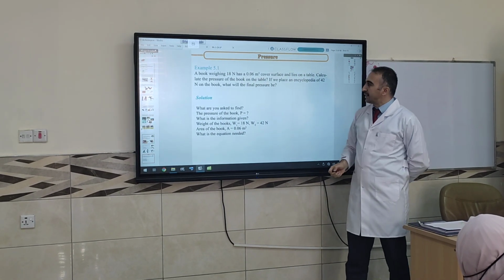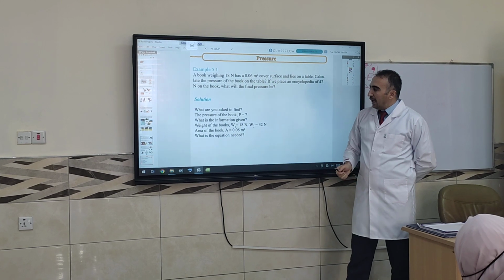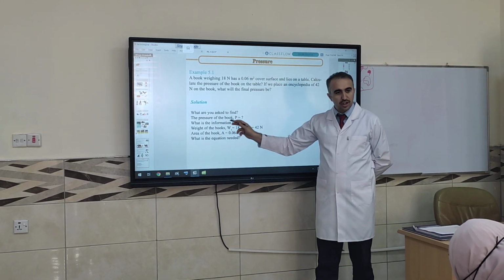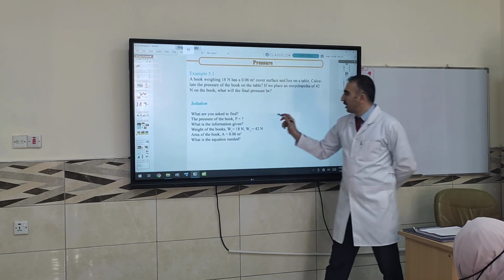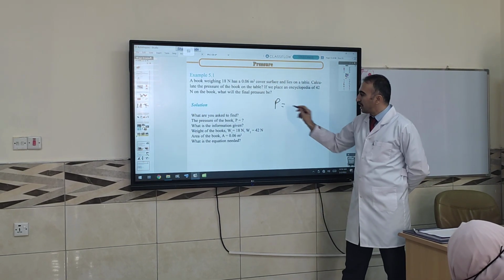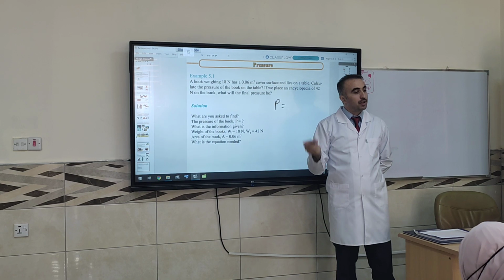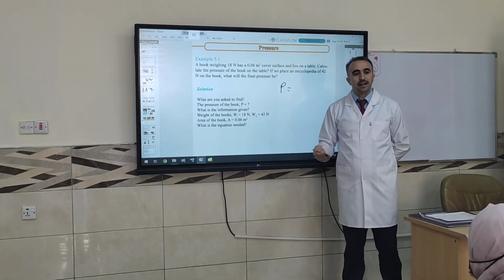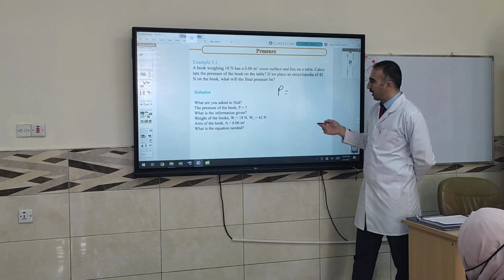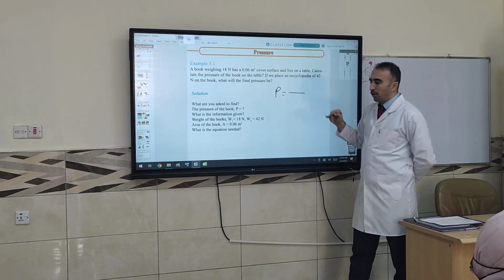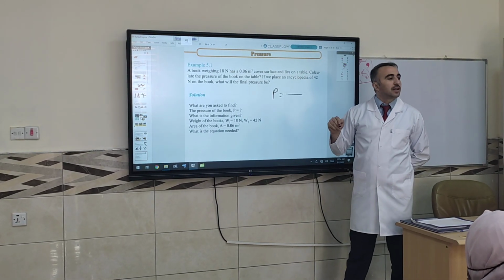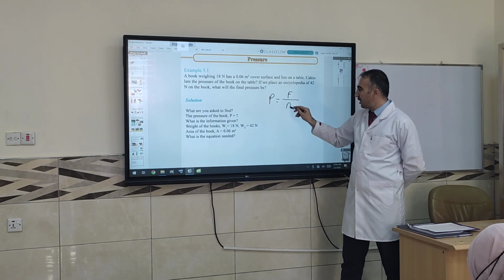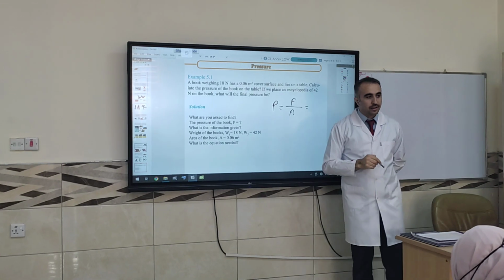For the first part, it asks what? It asks the pressure of the book, right? So, we don't know pressure, but we know the other things. What? Force and area. What was the formula? Yes, Asil? Pressure equals force over area. Force over area. Well done.